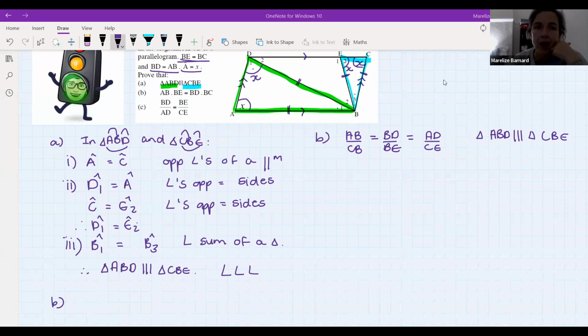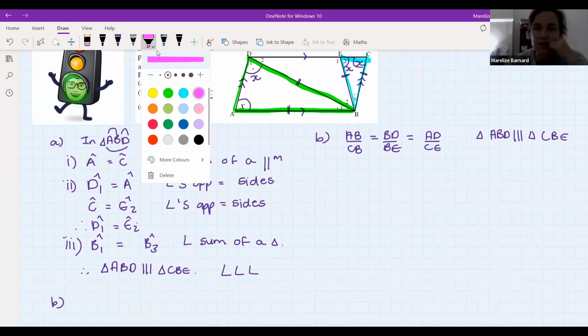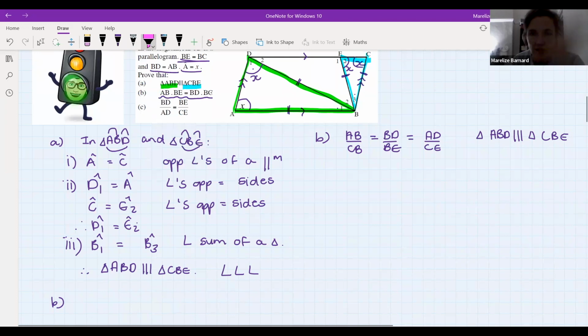Okay, now we look back again. What do I need? I need AB and BE, and I need BD and BC. So which set of sides is going to give me those sides in my answer? These ones here: AB and CB, and BD and BE. And how will I get it to look like that? AB times BE, BD times CB. I can cross multiply.